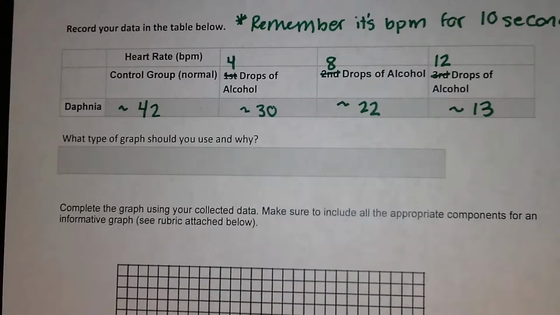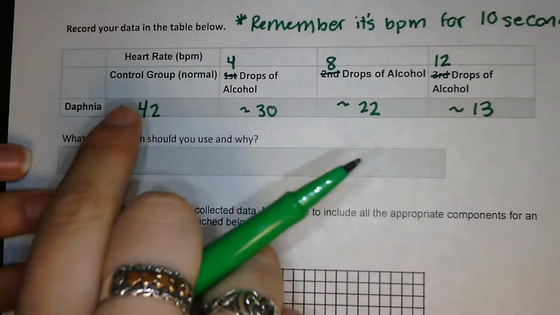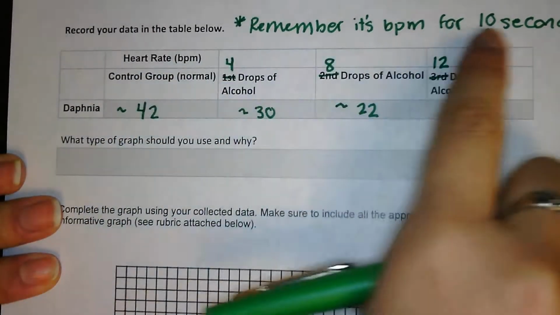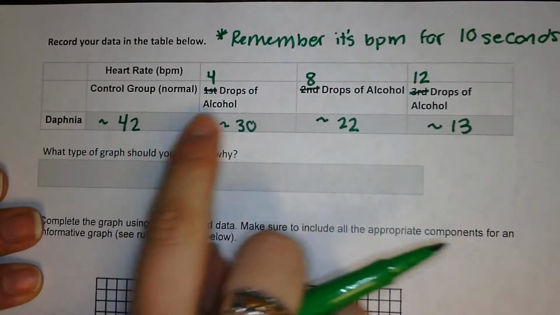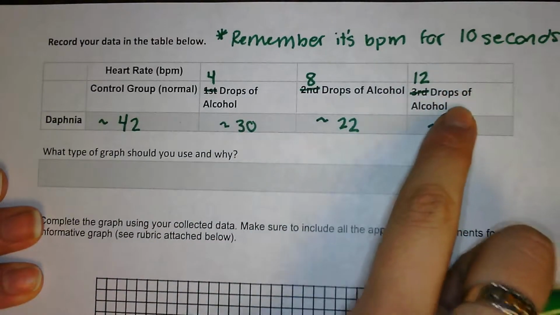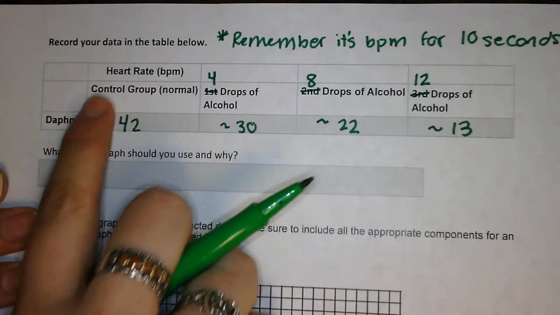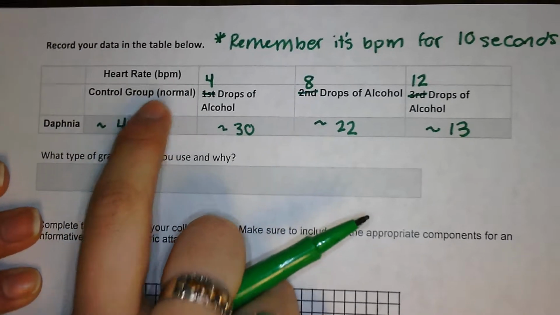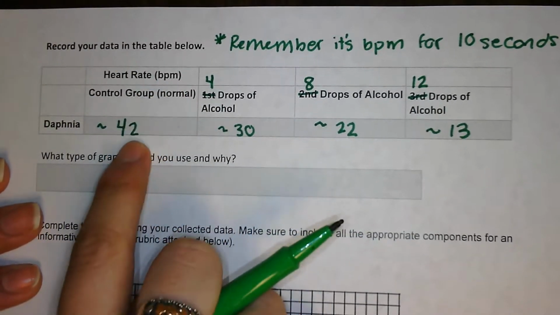Okay, so at this point, I've gone into my video and I counted the heart rate, or the beats per minute, for 10 seconds for all of these different experimental setups. So I did the one that was normal without anything added to it, my control group. That was about 42 beats per minute.